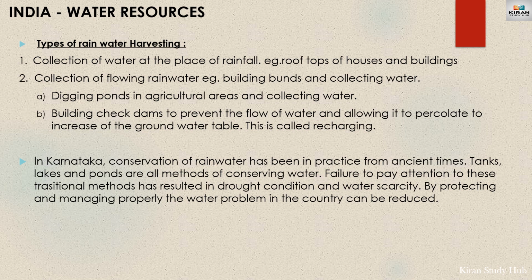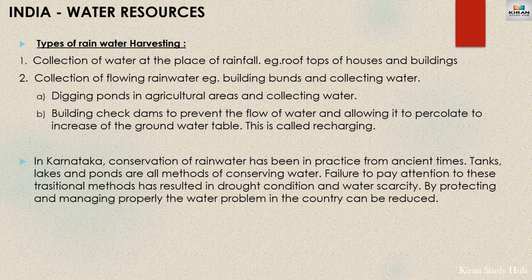Types of rainwater harvesting. There are two types. Collection of the rainwater at a place of rainfall is one type, for example, the rooftop of houses and buildings. The second is collection of flowing rainwater, such as building bunds and collecting water, digging ponds in agricultural areas and collecting water, and building check dams so that they prevent the flow of water and allow it to recharge the groundwater.